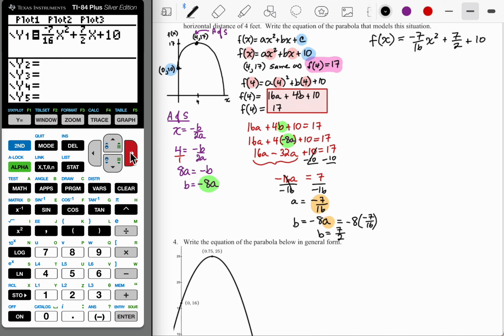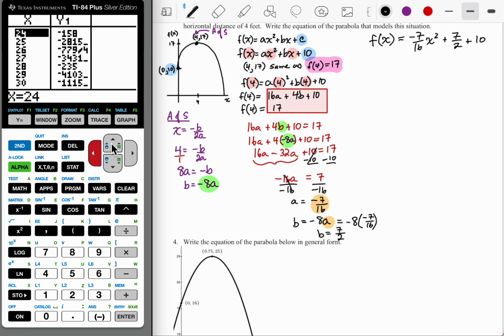And I just need to make sure that it's going to capture the 2 points that they gave me. I don't even have to look at the picture. Just go to the table and make sure 0, 10, and 4, 17 are in the list. So if I go into the table, I'm a little out of whack here, so let me scroll up. So I got 0, 10. I got a lot of fractions, but I also have 4, 17. Those 2 given points needed to be in the list. They are, so we're good.